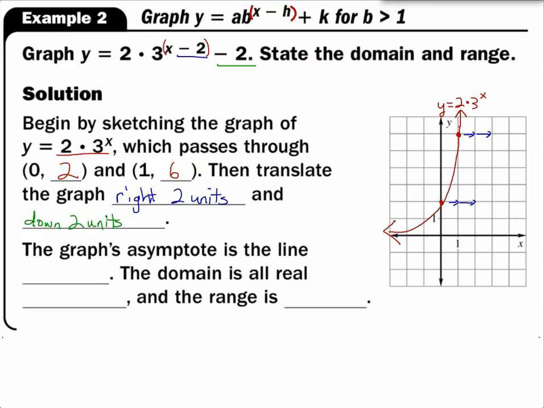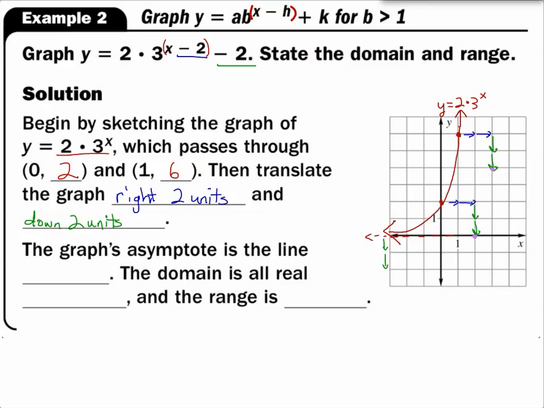and then down 2, and maybe purple for the new graph. Boom, and boom. Those are the new points. Now, one thing that isn't said there, and they really should have said, is that the original graph, the earlier graph, had this asymptote on the x-axis. When you move that horizontal line right 2, nothing happens, to be honest. But it does go down 2 also, just like all the points did.